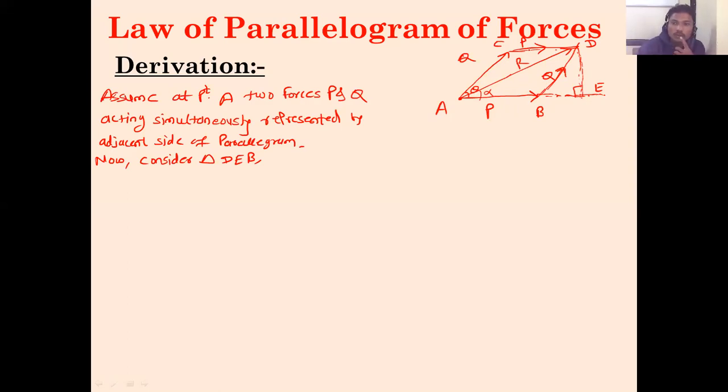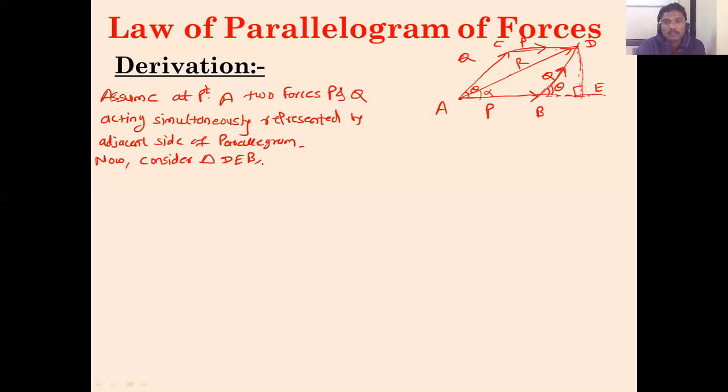What is this angle in short? Theta, it should be theta. Why? What is the base for this? Corresponding angle, since sides AC and BD are parallel. Both of these are parallel, correct? Now consider angle DEB.